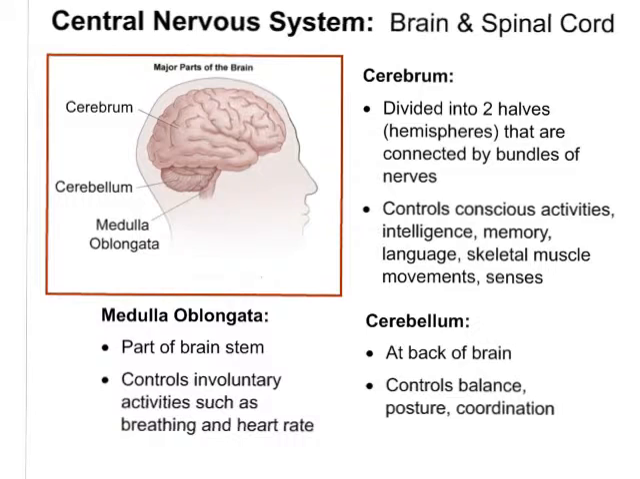Now let's step back and look at the overall nervous system. There are two parts to the nervous system: a central nervous system and a peripheral nervous system. We're going to look at the central nervous system first.